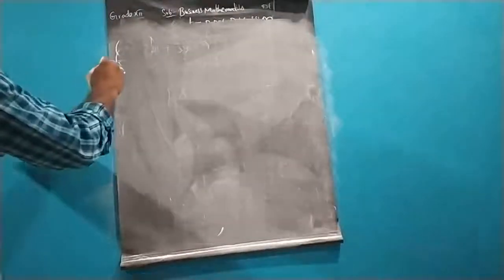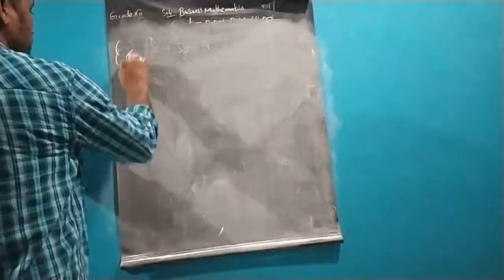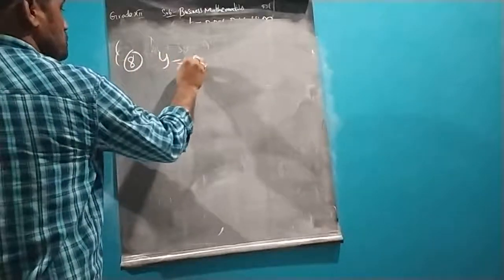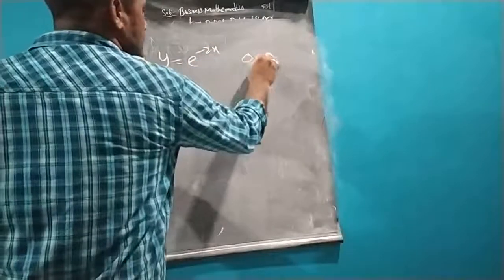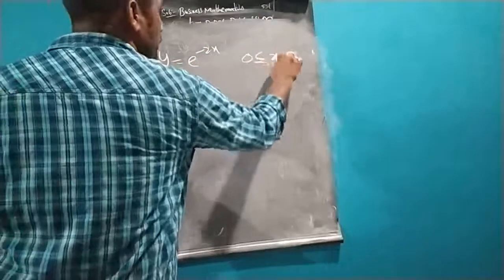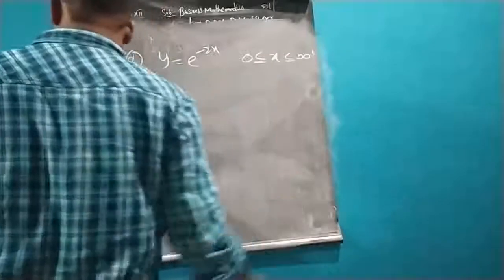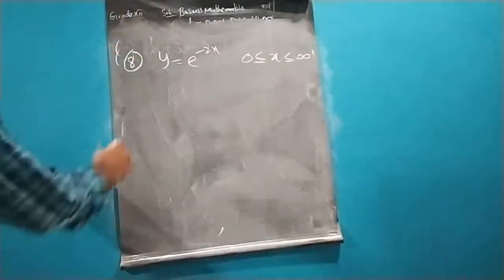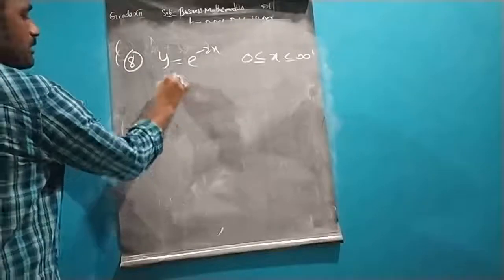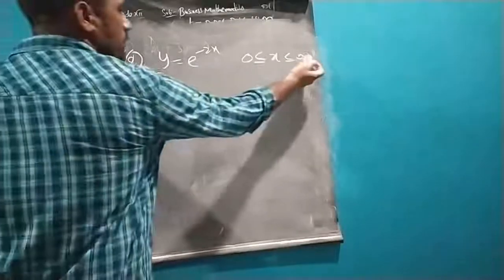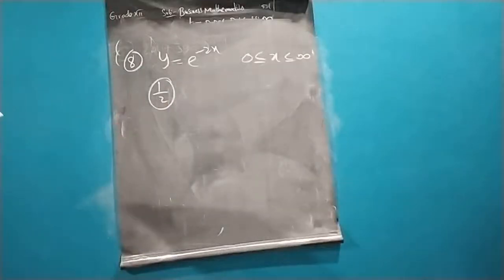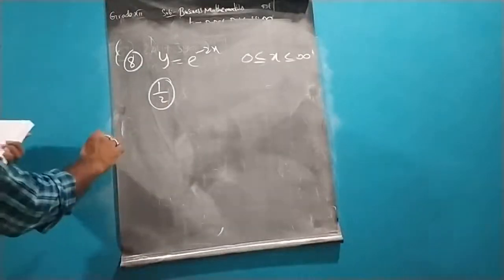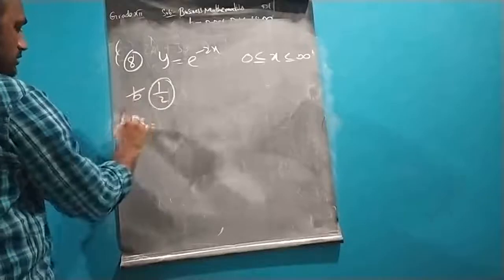Eighth question. The area bounded by the region y is equal to e power minus 2x. The limits are from 0 to infinity. From 0 to positive infinity, it will always be half. Remember that from 0 to positive infinity, it will always be half, and from 0 to negative infinity, it will always be minus 1 by 2. So 1 by 2 square units, option B is correct.